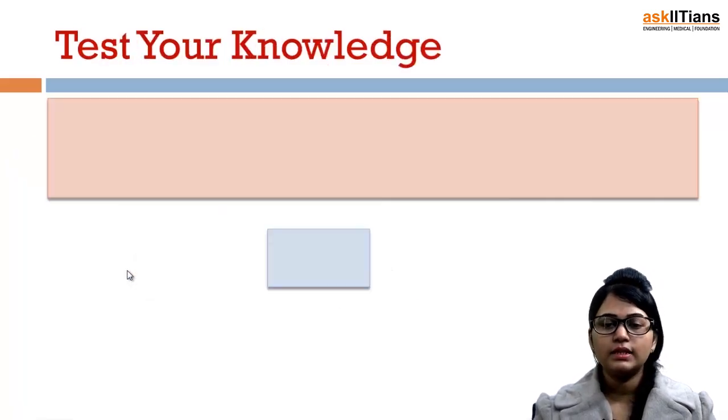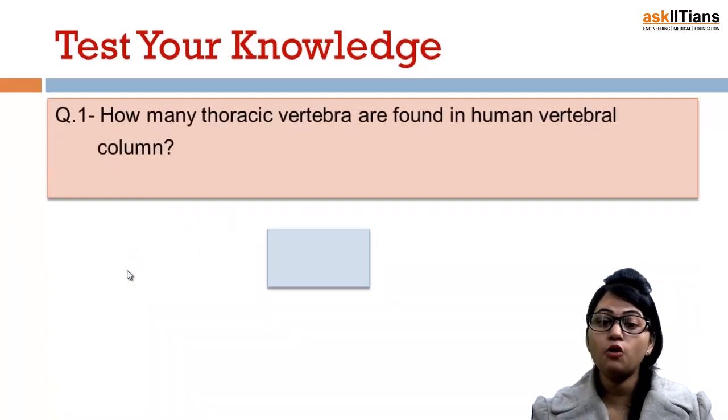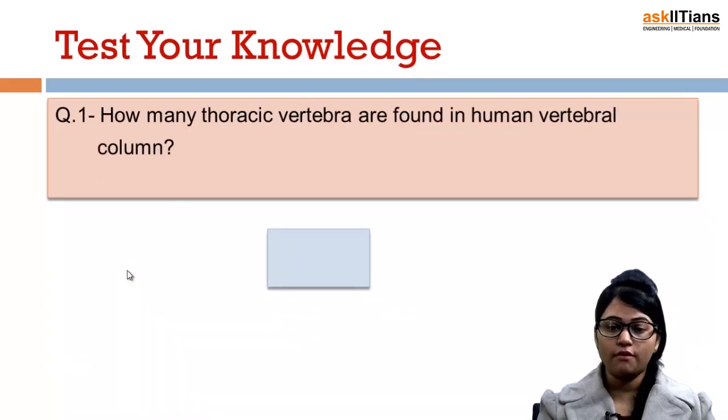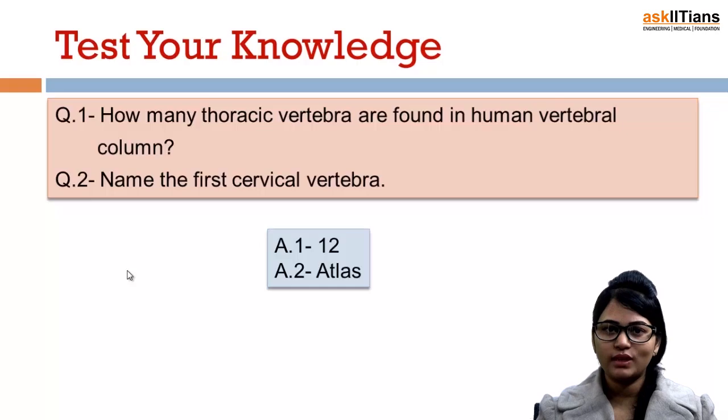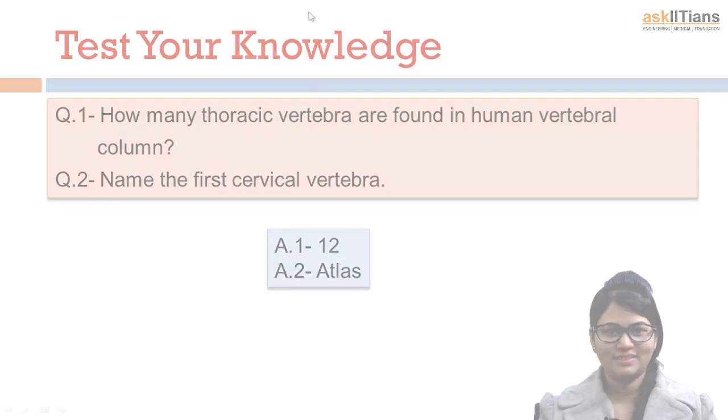Now come the questions. How many thoracic vertebrae are found in the human vertebral column? Do you remember I just told you? Yes, it's 12. Name the first cervical vertebra. The first cervical vertebra is known as atlas. And what's the second? The second one is the axis.